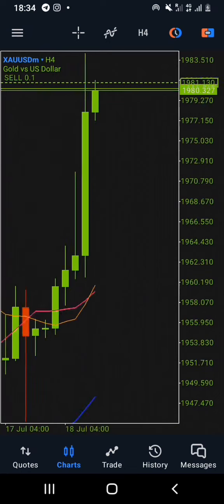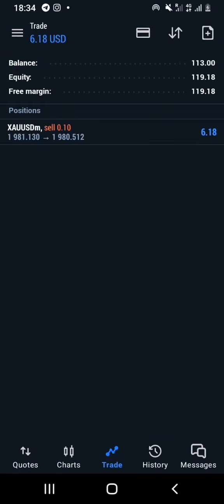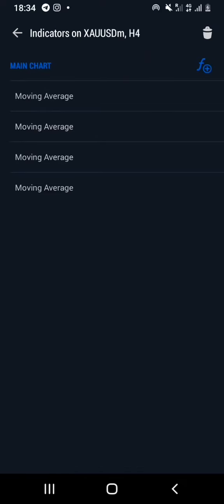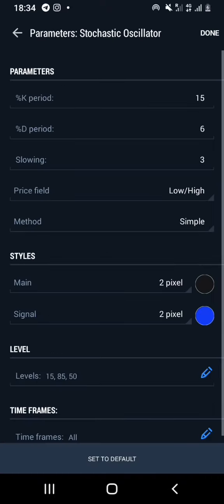After that is set and done, we're basically done setting our moving averages, and then we move on to our stochastic oscillator. Bear in mind that this strategy is very accurate, okay? And you will see how we are going to trade with it.